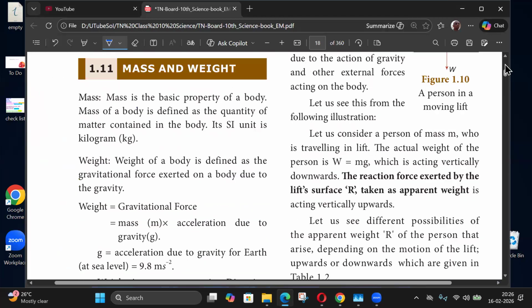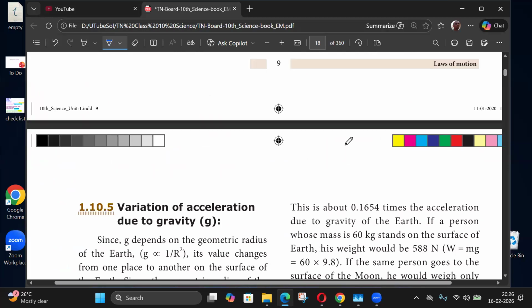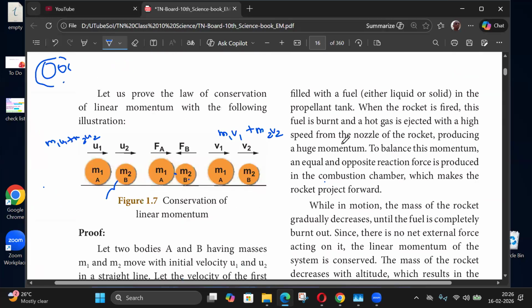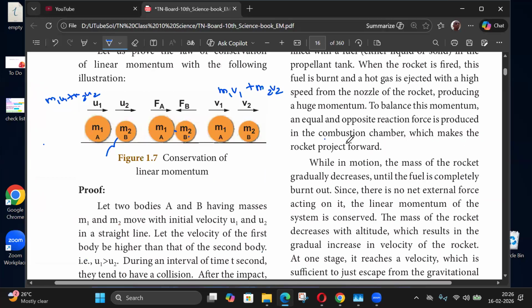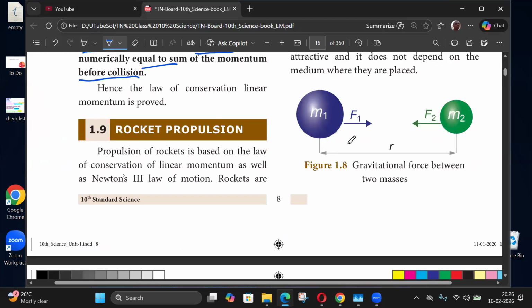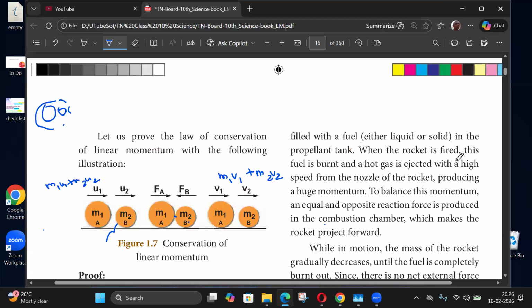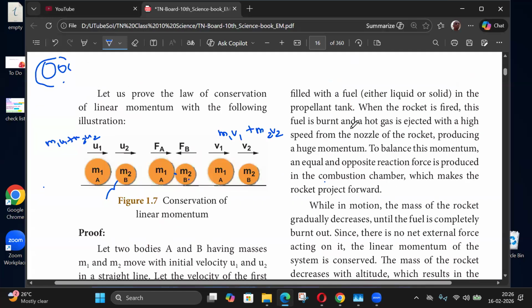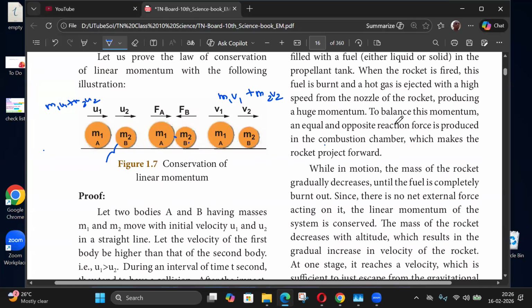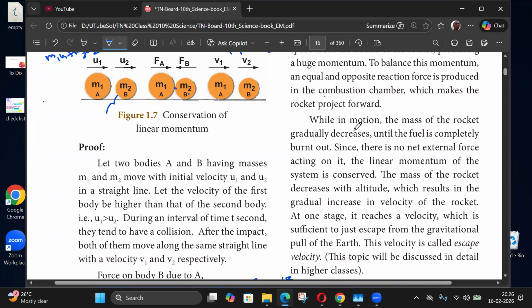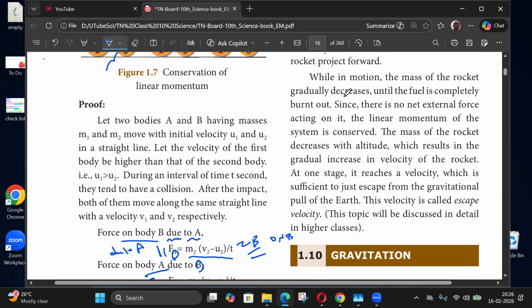You will derive that thing, right? Rocket propulsion. They have not derived it. Okay, then propulsion is based on conservation of momentum. Fuel is burned, hot gas is ejected with high speed from the nozzle, producing huge momentum, which balances momentum, an equal and opposite force. This is the particular condition which makes the rocket rise in motion as the rocket mass gradually decreases. That's what I said. From M it becomes M minus m until the fuel is completely burned out.